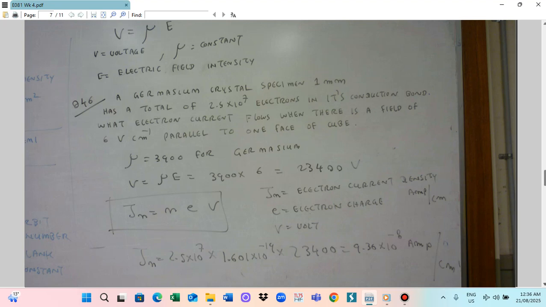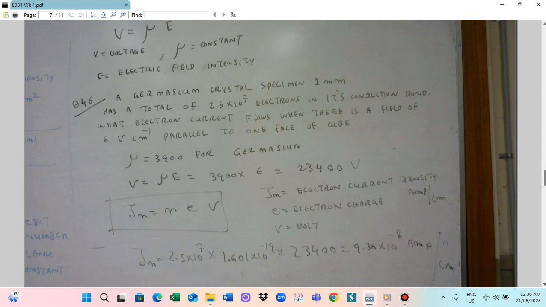For this crystal, mu is 3900, and v equals mu multiplied by E. So we calculate the v value, and then you substitute it into the formula J equals nev, and you can calculate the electron current density. So this is how we have been discussing electron energy, potential energy, electric charge, the static field, moving charge, and also the current flow in the semiconductor.